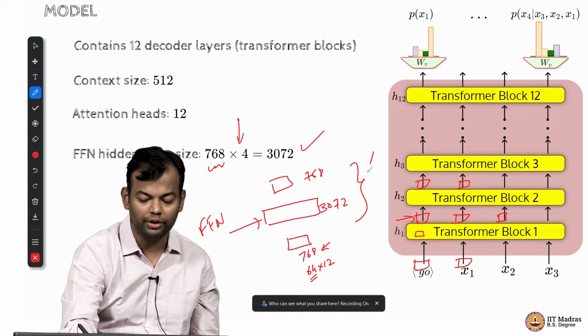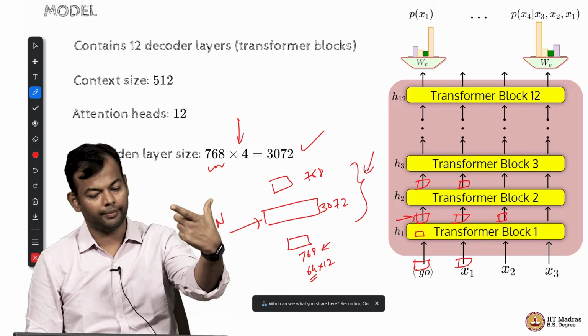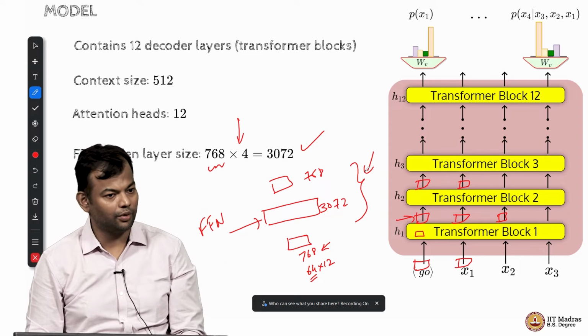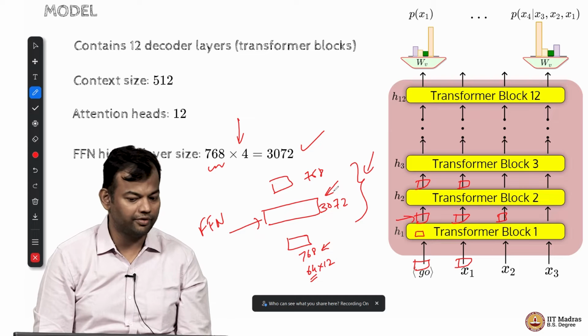In between, through the feed forward neural network layer, you do this transformation of 768 becoming 3072 and then again shrinking to 768, right. So the hidden layer of the feed forward network is of size 3072.